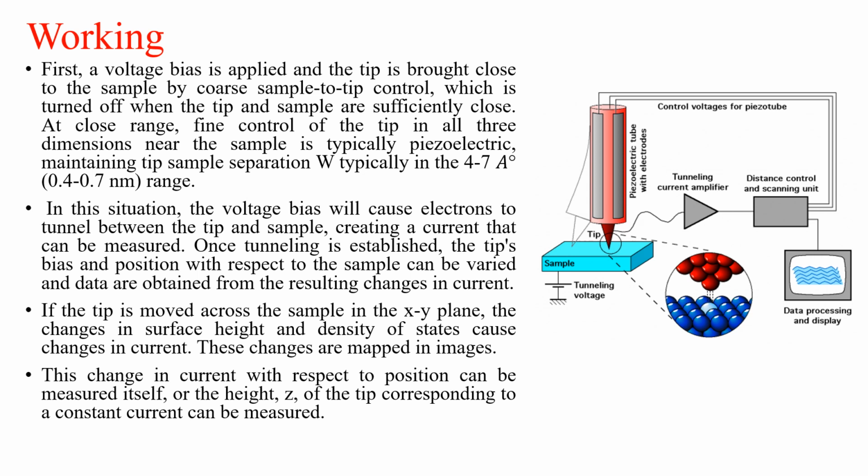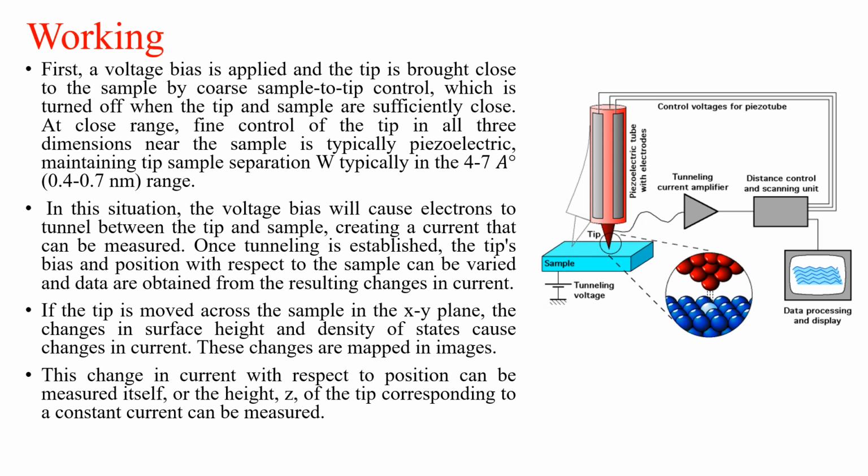In this process, once the tunneling is established, the tip's bias and position are set with respect to the sample. If the tip is moved across the sample in the XY plane, the change in the surface height and density of states causes a change in current. That means, like I told you, the lesser the gap between the tip and the sample, the more the flow of tunneling current, and we can get a particular image on the data processing and display.